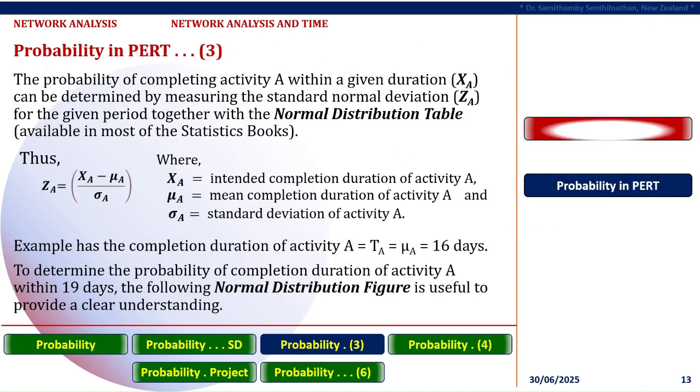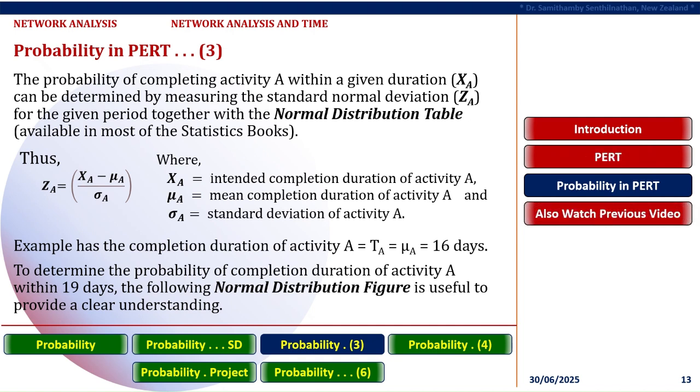Probability of completing activity A within a given duration, XA, can be determined by measuring the standard normal deviate, ZA, for the given period together with the normal distribution table, available in most statistics books. Thus, ZA equals the difference between expected given completion time, XA, and mean duration, μA, divided by standard deviation of activity A. The example has the mean completion duration of activity A equals TA equals μA equals 16 days. To determine the probability of completion duration of activity A within 19 days, the following normal distribution figure is useful to provide a clear understanding.